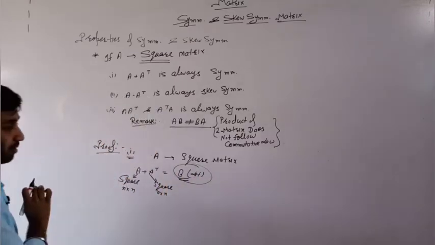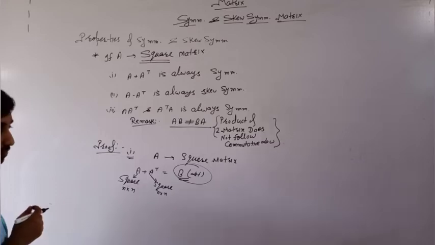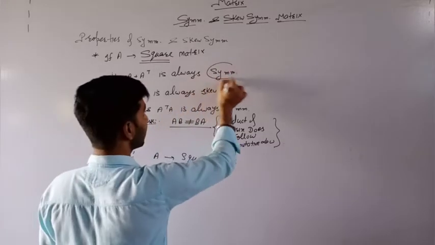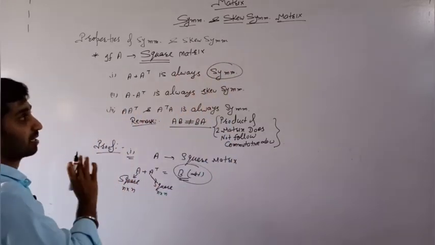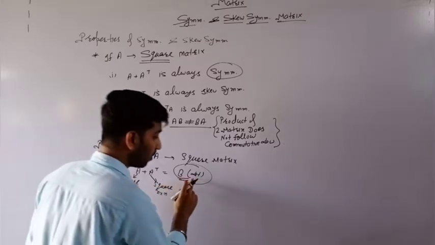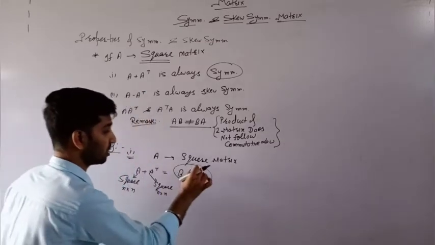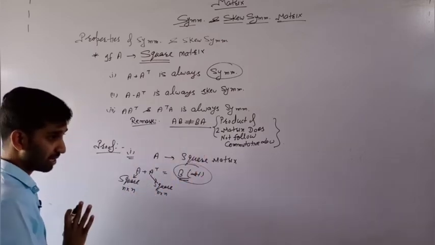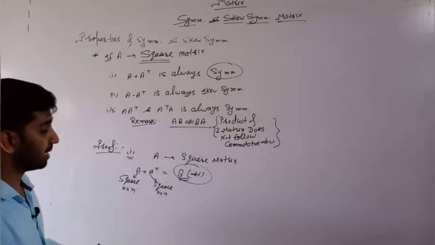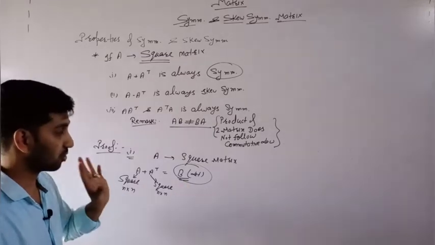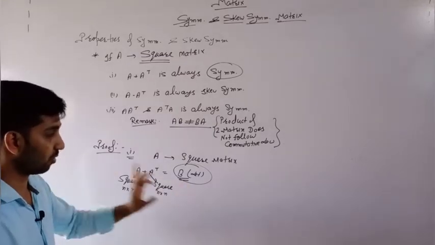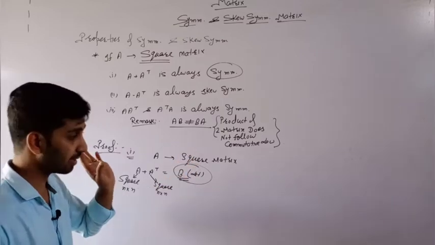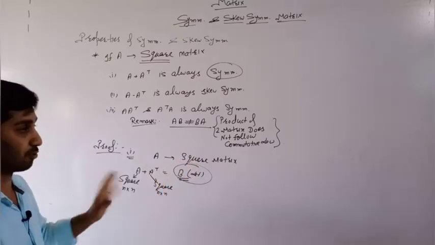When will B be symmetric? What is the condition of symmetric? When B transpose is equal to B, then B is symmetric, otherwise not. If the transpose of B equals B, then it is symmetric, and if B transpose equals minus B, then it is skew symmetric. Otherwise it is neither.